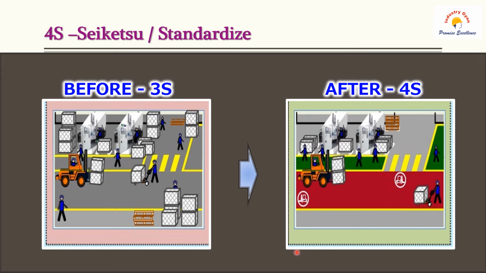In this diagram, you can see that everything is neat and clean and placed at its desired location. But after 4S implementation, we make a rule route that forklifts will move in the red area and man movement in the green area. That is a standard rule route for everyone.